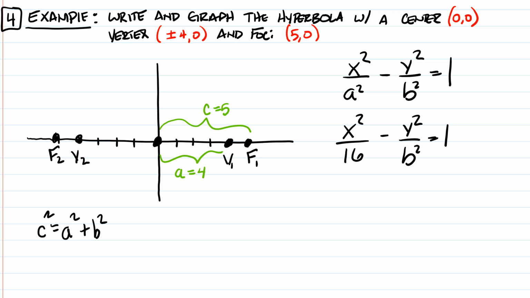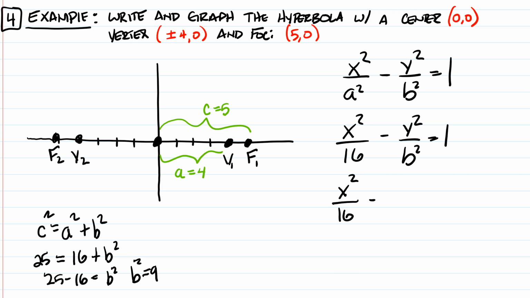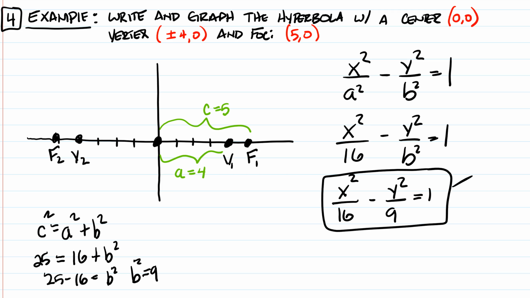So I know that 25, because c is 5, is equal to a squared, which is going to be 16, plus the b squared. So therefore, 25 minus the 16 is going to be b squared. So that tells me that b squared is going to be equal to 9. So I've got x squared over 16 minus y squared over 9 is equal to 1. So there's my equation. Perfect.